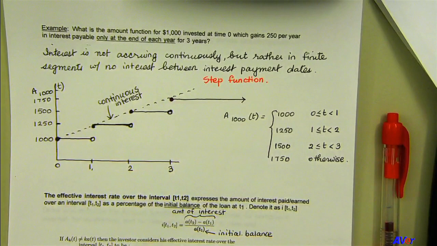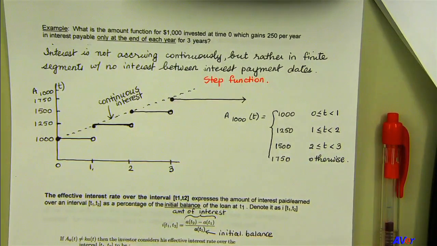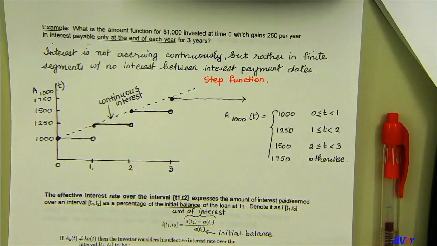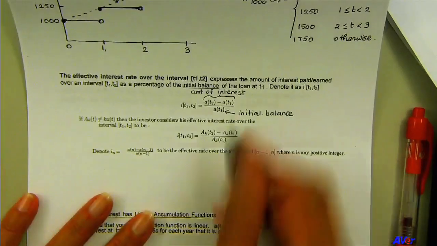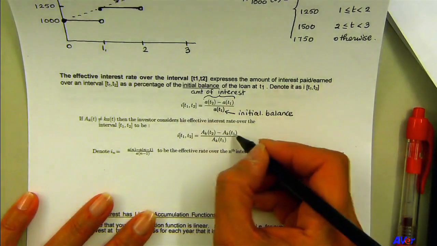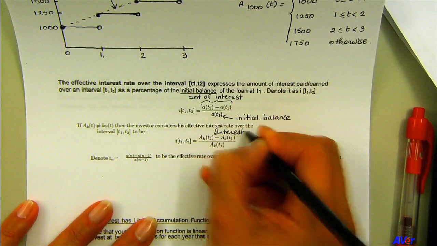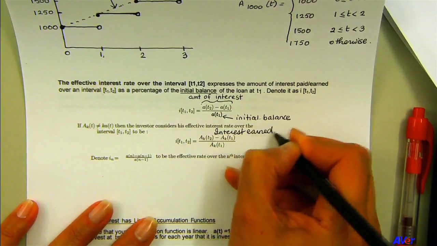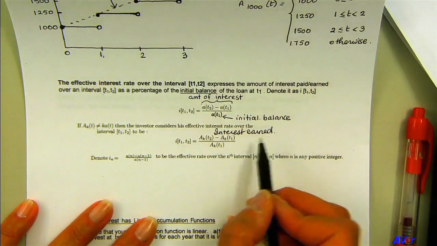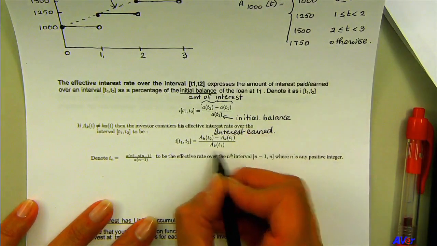If AK of t is not equal to KA of t, then the investor considers his effective interest rate over the interval T1, T2 to be capital AK of T2 minus AK of T1, divided by the initial balance. So now I'm dealing with the amount functions, and this, of course, is just the interest earned again. So it's saying if you want to deal with the capital A's, take the amount of interest earned and again divide by the initial balance.